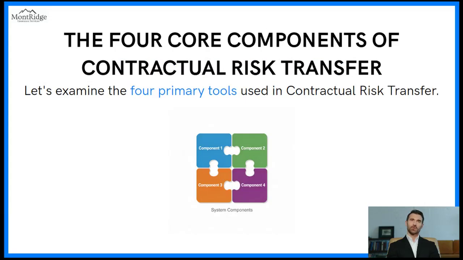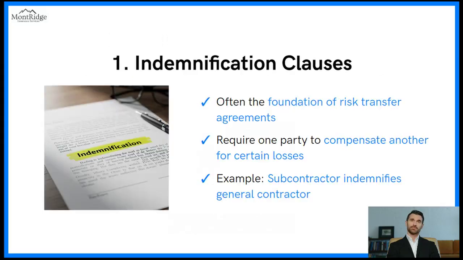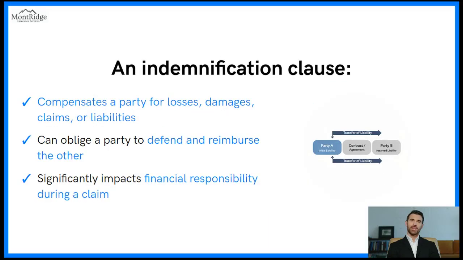The four core components of contractual risk transfer. Let's examine the four primary tools used in contractual risk transfer. Number 1, indemnification clauses. Often the foundation of risk transfer agreements, these require one party to compensate another for certain losses. Example: a subcontractor indemnifies the general contractor. An indemnification clause compensates a party for losses, damages, claims, or liabilities, can oblige a party to defend and reimburse the other, and significantly impacts financial responsibility during a claim.